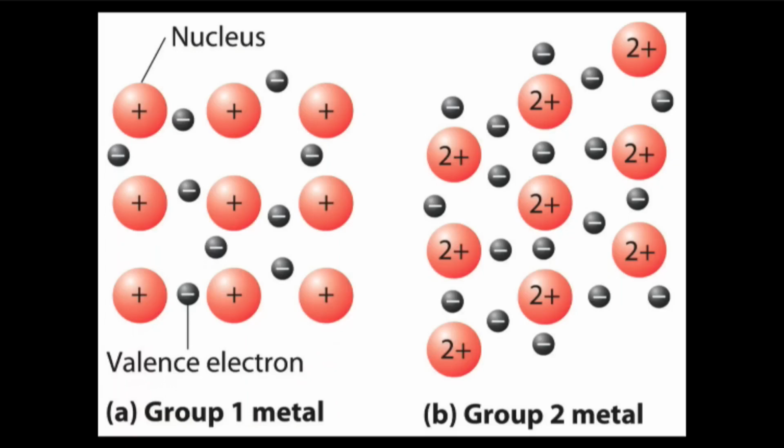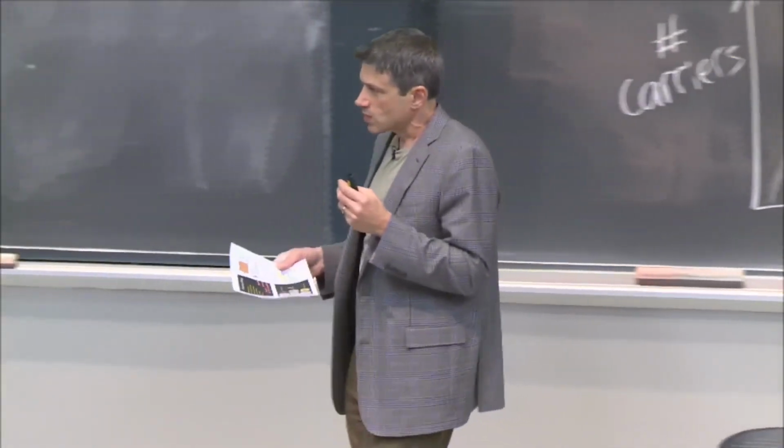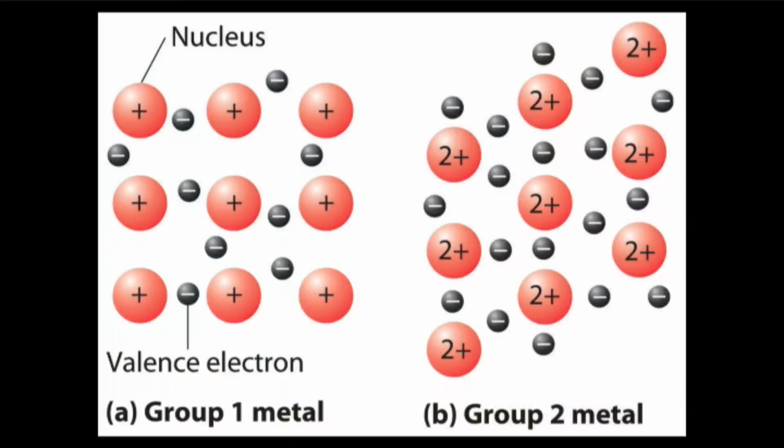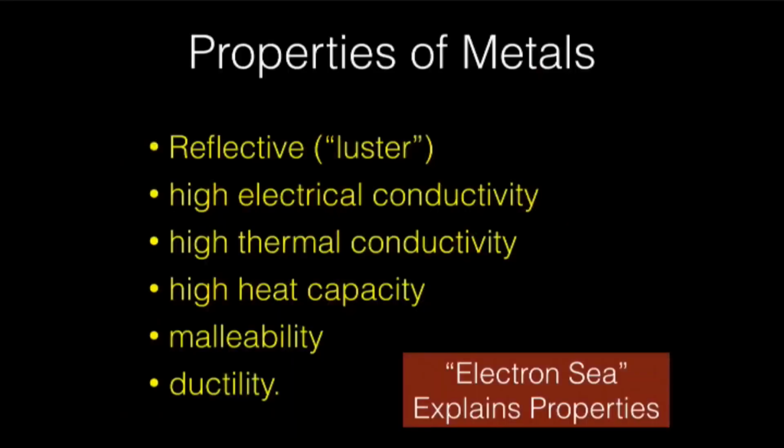But the thing is that this sea, this picture, is what helps us understand the properties of metals. And that's what I want to talk about. And these are some of the properties, right? You can go through metals, and there's a whole range of properties. But these are some of the ones that are pretty consistent.